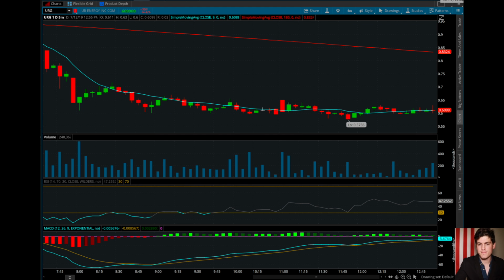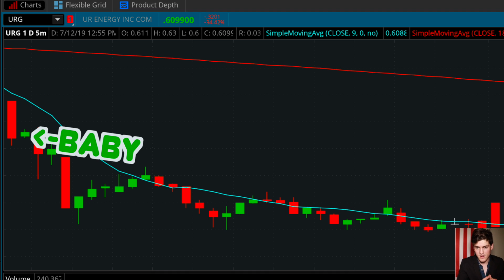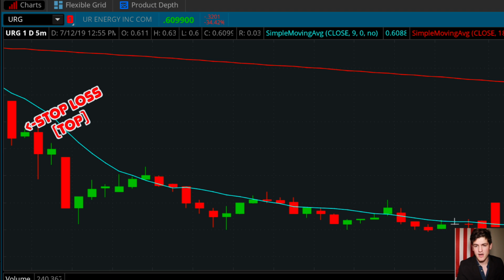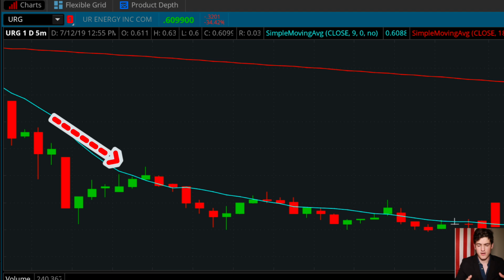Okay, so what about the bearish 3-bar play? Well, URG opened low. We had an igniting bar, a baby bar, and then a confirmation bar that broke previous support. That allows us to set a stop loss at the highs of the baby bar and short the position at the confirmation of the 3-bar play. And then we can ride the price weakness down and close out or cover at validation. And that's how the bearish 3-bar play works.